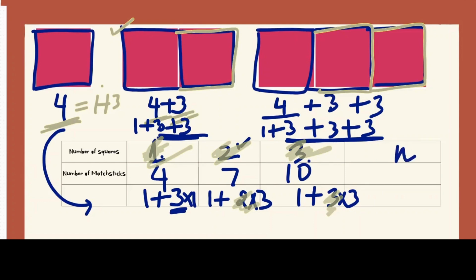So for n number of squares, what do you think we should do? We will do 1 plus how many squares we are creating, n, times how many sticks are being added at every step, 3. So it is 1 plus 3n. Easy, isn't it?